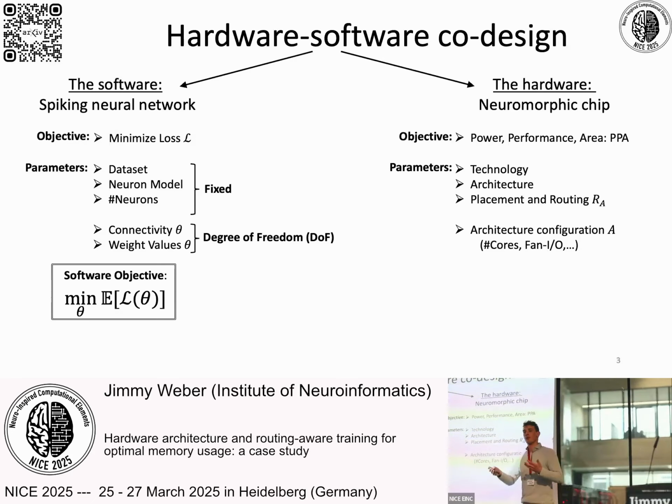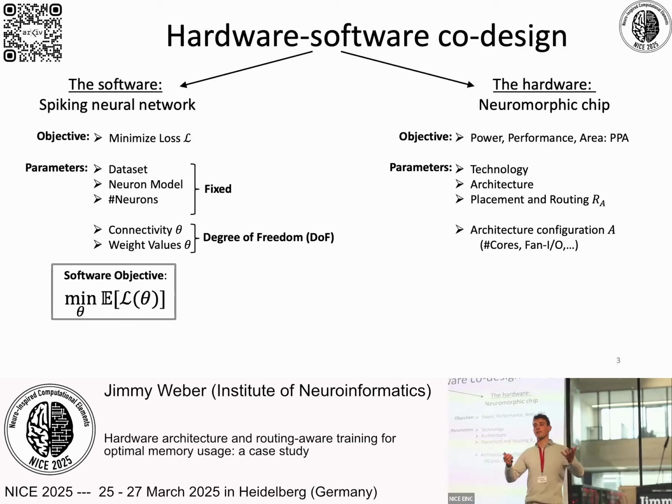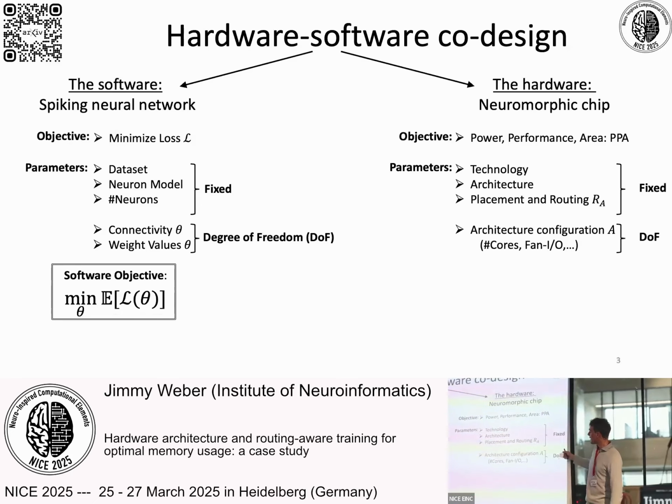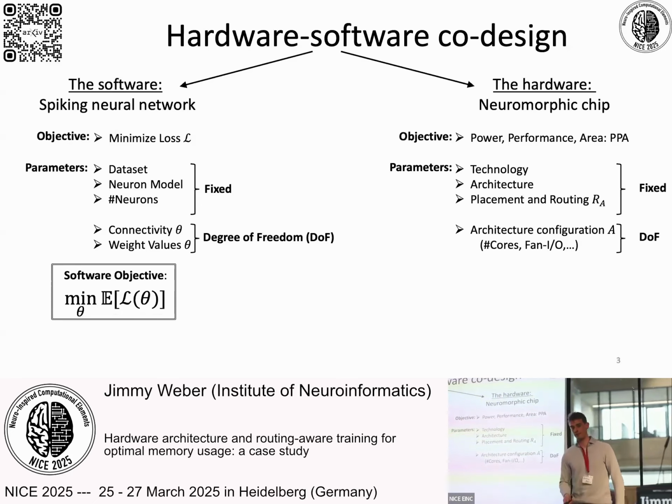So it's not because you only have a multi-core chip that you initially know the number of cores you're going to have, or the fan-in and fan-out you're going to have for each of those cores. And in this talk, I will say that we have a fixed architecture, but we still need to design what we're going to have as the specific configuration of this architecture.